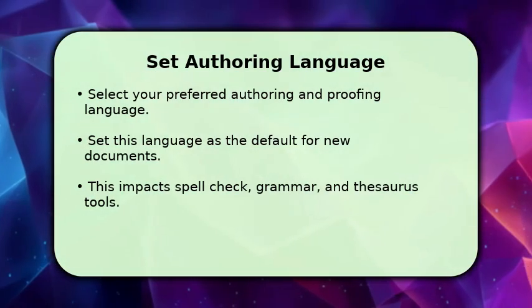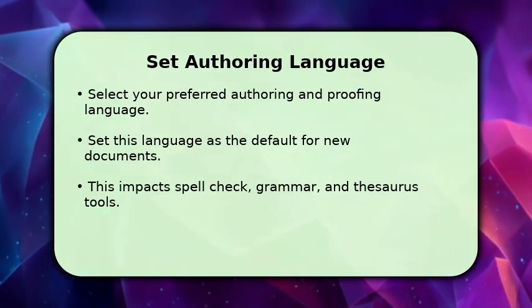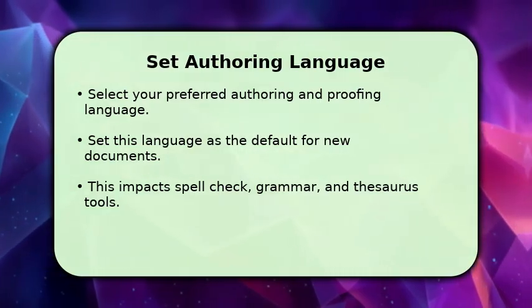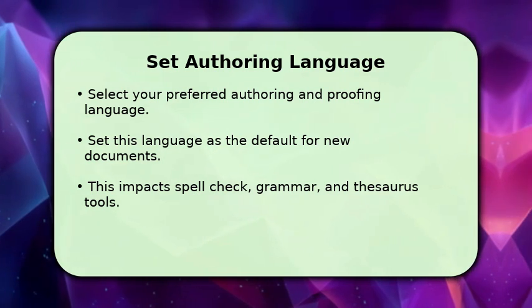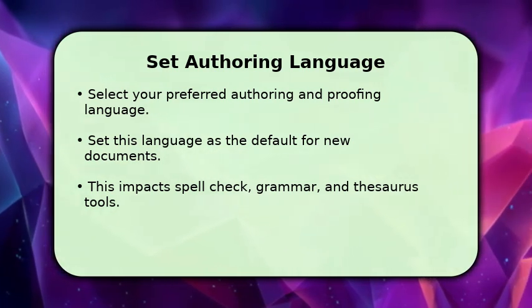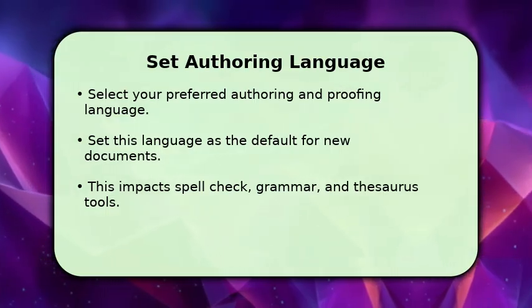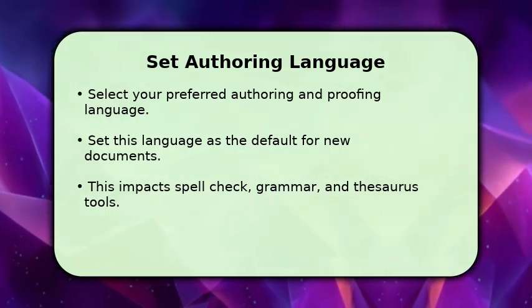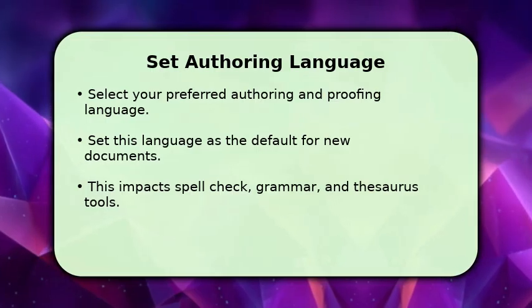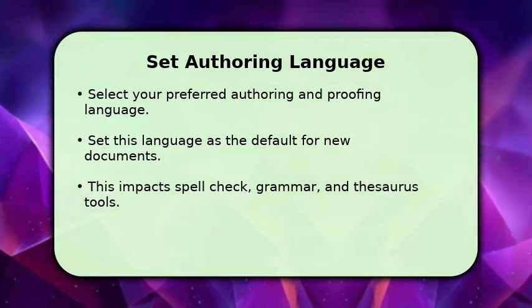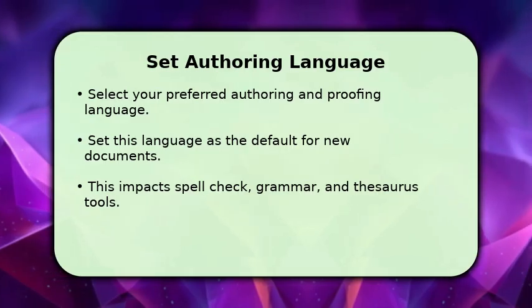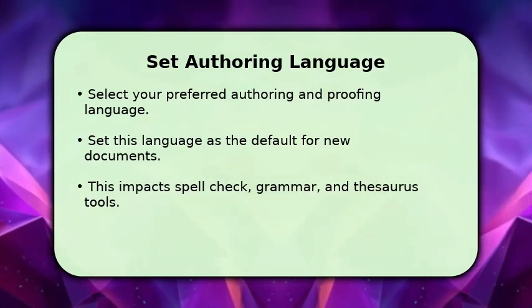The second section is Choose Authoring Languages and Proofing. This is crucial for your writing experience. Select the language you want to use for typing, spell checking, and grammar correction. If your language isn't available, you can add it. After selecting, click Set as Default to ensure all new documents use this language for proofing. This ensures your writing tools are always aligned with your chosen language.